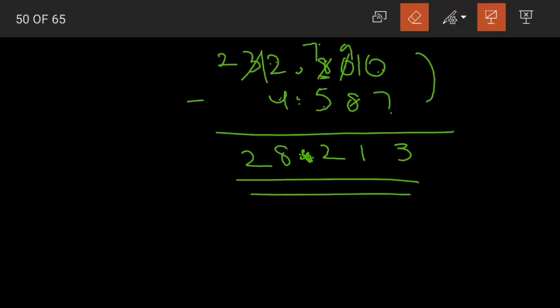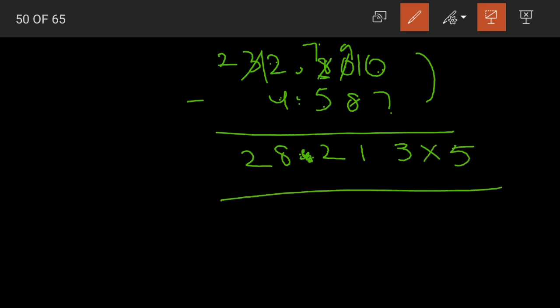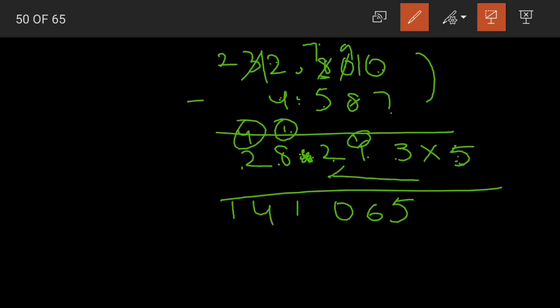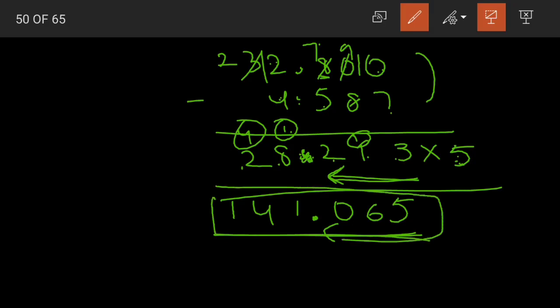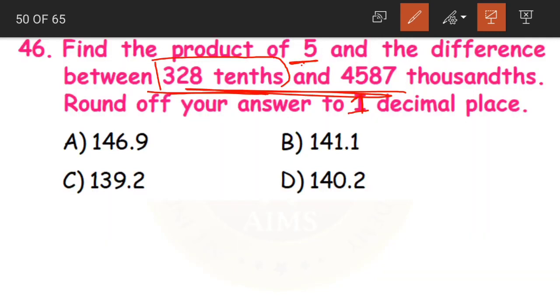Now what should we do with the difference? We should multiply it with 5. We have to find out the product of 5 and the difference. That means we have to multiply. 5 3s are 15. 5 1s are 5 plus 1, 6. 5 2s are 10, 1 carried. 5 8s are 40 plus 1, 41. 5 2s are 10 plus 4, 14. Now what about the decimal point? We had 3 decimal places. So even in the product, we'll place the point after 3 digits from the right. 141.065 is our answer.